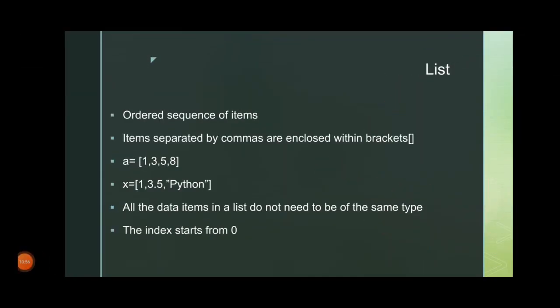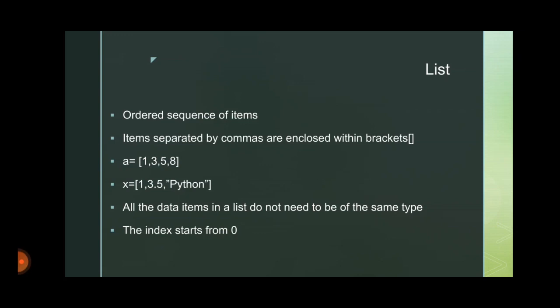Next, the data type is list. This is one of the important data types. List is an ordered sequence of items. In a list, items are separated by commas and are enclosed in square brackets. List members are enclosed in square brackets.